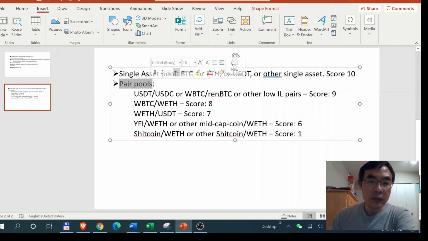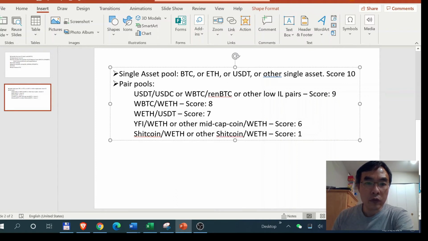Now, for pair pools, you have to put 2 different kinds of coins into a pool. Some DeFi projects offer a stablecoin pool. On the left side you have USDT, on the right side you have USDC. Some people need to exchange from USDT to USDC or vice versa. Some people need to change from WBTC to RMBTC. Because they are basically both Bitcoin, or both stablecoins, your impermanent loss is very small. This is why this kind of pool is also pretty good. I give it a score of 9.